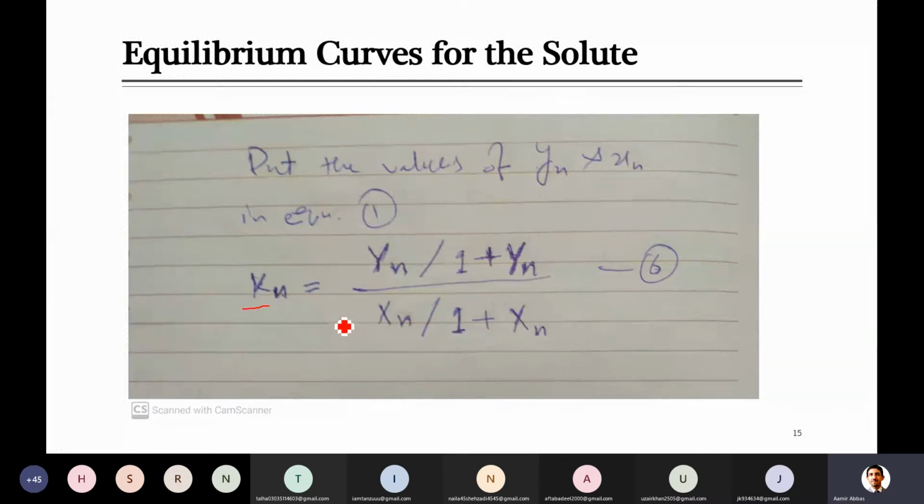Hopefully in the next lecture we will be solving one of the problems in which you will see the use of this equation, and how it can be used to draw the equilibrium line.